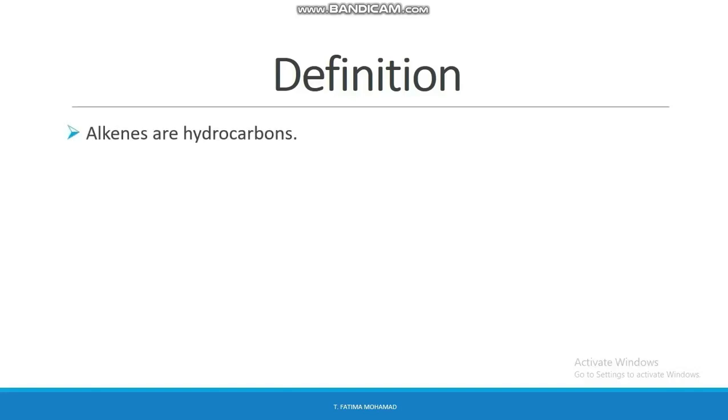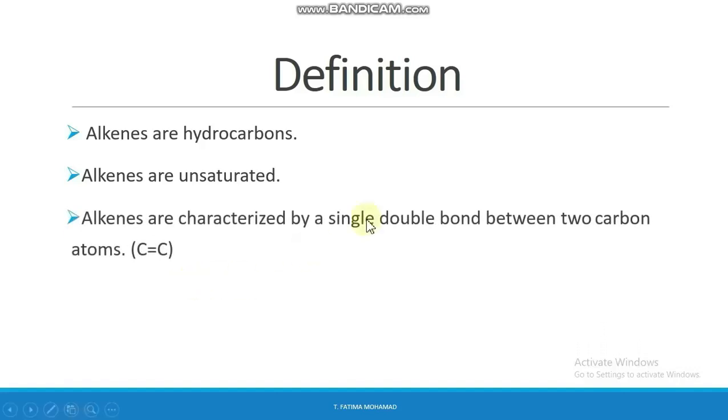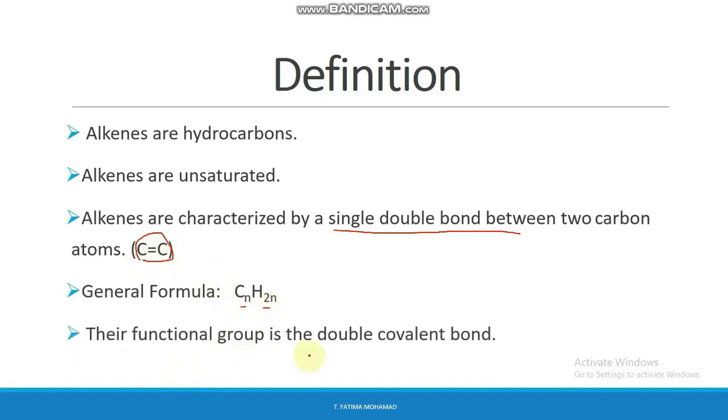Definition. Alkenes are hydrocarbons. This means that they are made up of hydrogen and carbon. They are unsaturated. Unsaturated means that they have a double bond. So alkenes are characterized by a single double bond between two carbons. Their general formula is CnH2n, and their functional group is the double covalent bond. So we can characterize them by their double covalent bond, which is present once in an alkene.